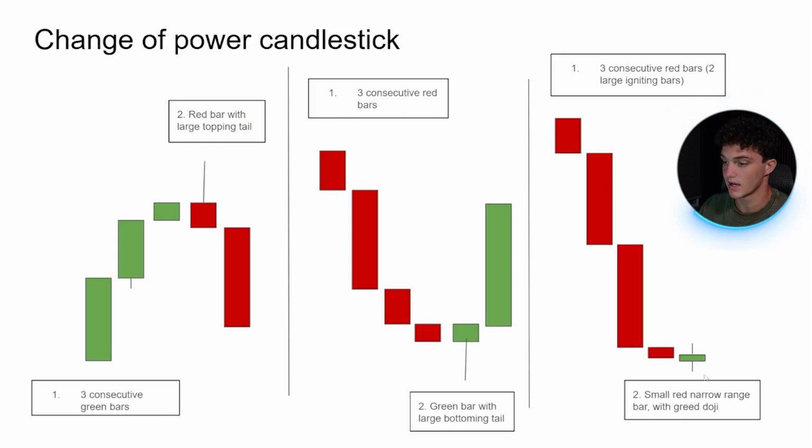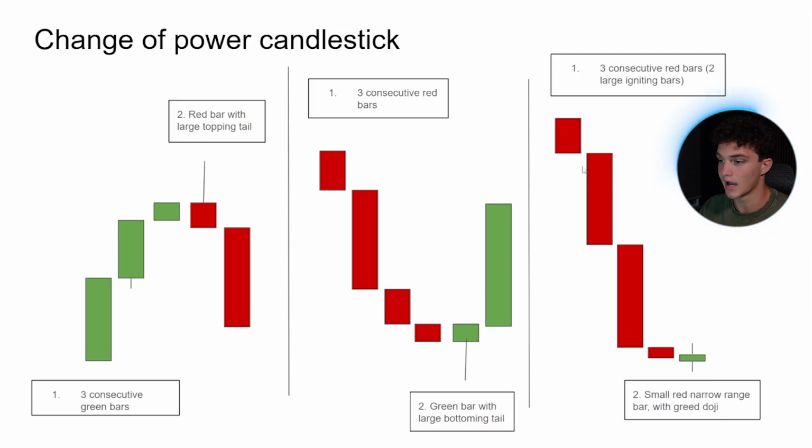There's wicks on both sides. That tells us, okay, for the first time after this multi-bar move, we could see that the buyers and sellers are equal, because if you guys remember, whenever we see a doji bar, that means that neither the buyers or sellers have won the battle.